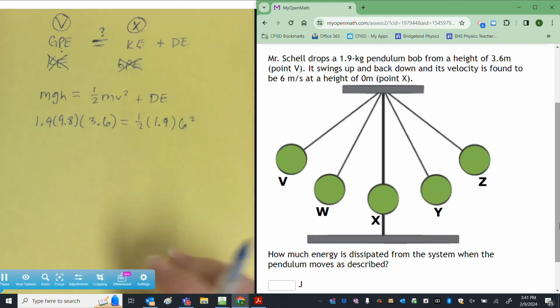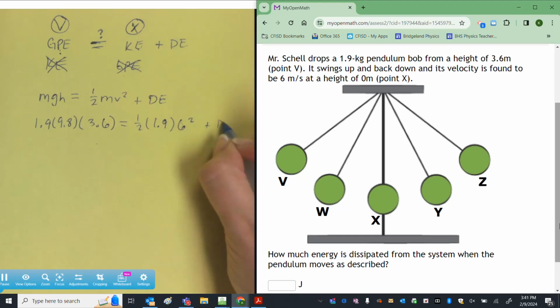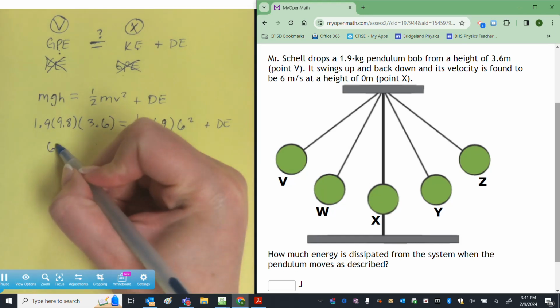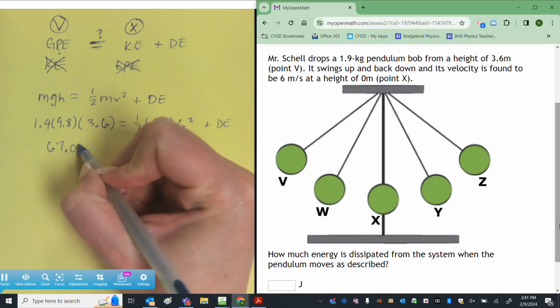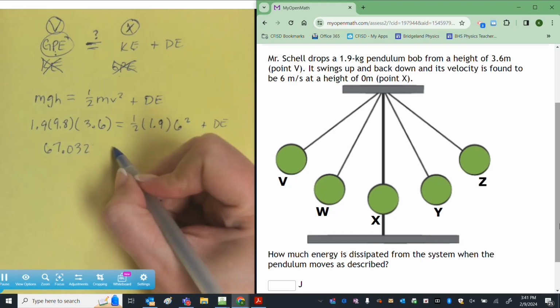So let's go ahead and multiply out these numbers and see if these two things are equal or if we need to solve for that. Okay, so 1.9 times 9.8 times 3.6 gives me an initial gravitational potential energy of 67.032 joules. So that's how much GPE we have. Okay, let's see if it's equal to the KE.